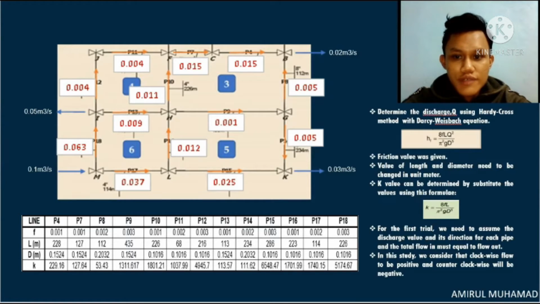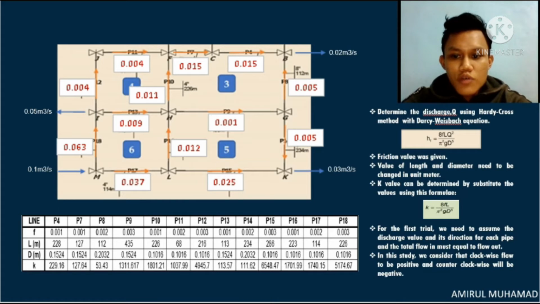The friction value was given and the values of length and diameter are also given, but we need to change them to meters. So the K value can be determined by substituting the values into the formula. For the first trial, by looking at the picture, we need to assume the discharge value and its direction for each pipe. And the total flow in must equal the total flow out.